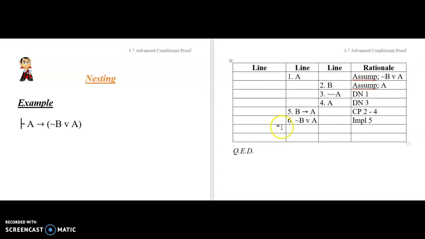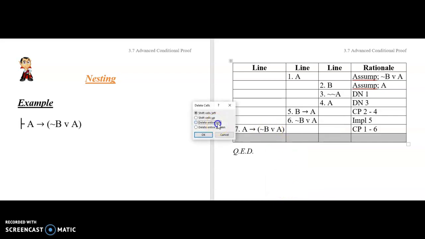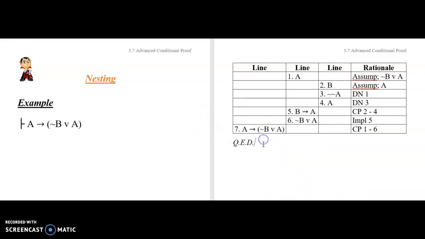And what do I get when I discharge this assumption? Well, I'm going to get the first thing I assumed, arrow, the last thing I got. So let's get our arrow here, and then we're going to put the last thing we got, whatever it was, right in there. And so we'll just take that last part and bang. Okay, and that's going to be CP. What will it be? CP what? Justify it. 1 through 6 in this particular case. Don't need this extra line. Let's get rid of that. And bingo. Okay, so that's QED.